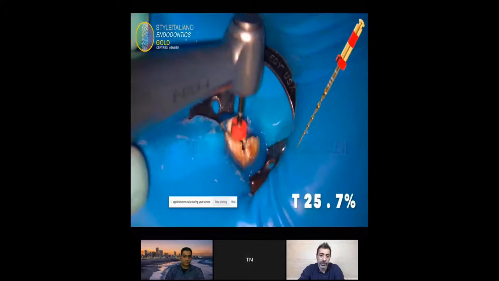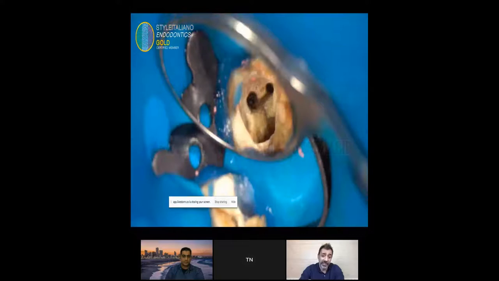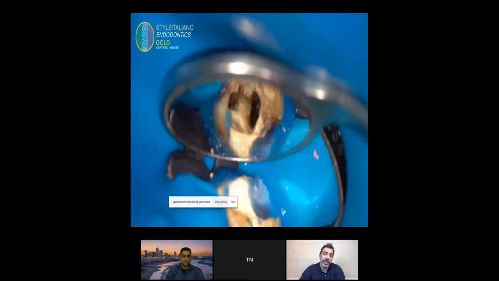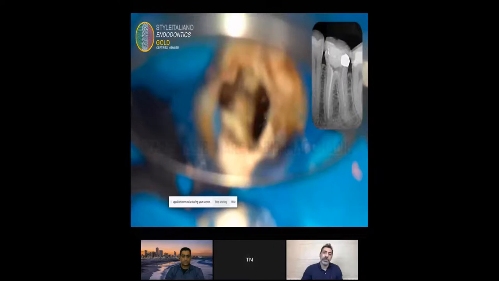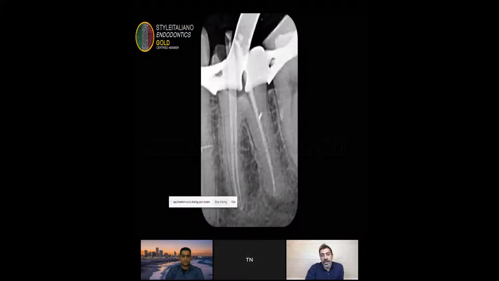This is the access cavity after cleaning the decay and doing the shaping. This is the distal canal. You can see we have a very deep split in the distal canal. So we have a main canal, an H-shaped canal, and at the bottom you can see under magnification, I'm doing 16 times magnification, you can see you have two spots. These are the two spots of my split canals, and I managed to position two cones separately.